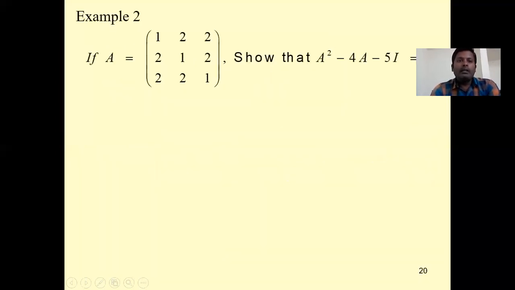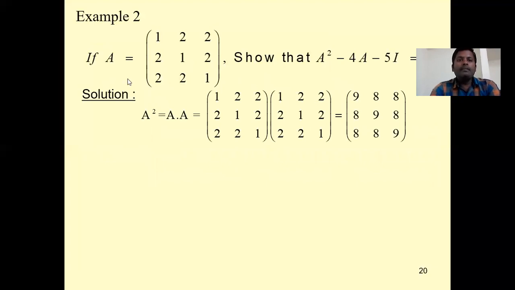We go to the next example. If A is equal to [1, 2, 2; 2, 1, 2; 2, 2, 1], show that A squared minus 4A minus 5I is equal to 0. Okay, this is an important problem. You see here, A squared. How to write A squared? A squared is equal to A into A.